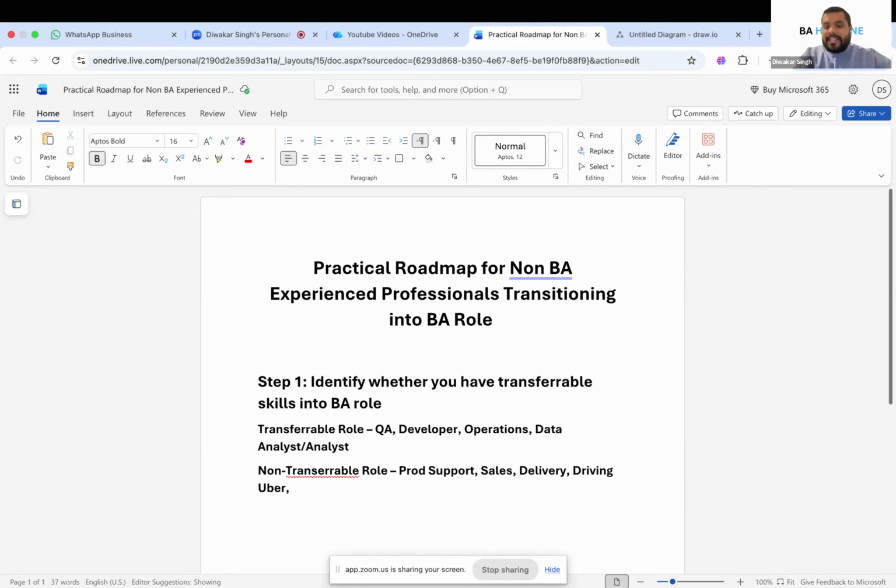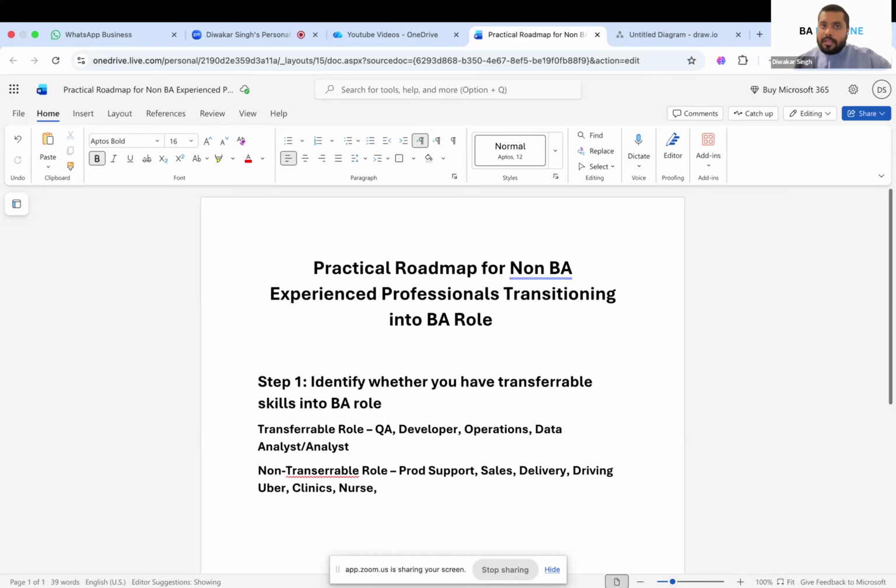So any kind of support role, sales role, or here in Canada, I also see there are a lot of people working in clinics, or as a nurse. If they want to transition into a BA role, for them it becomes very difficult.